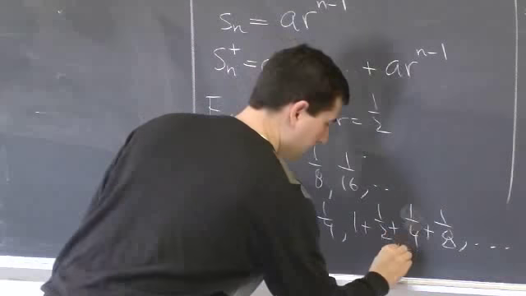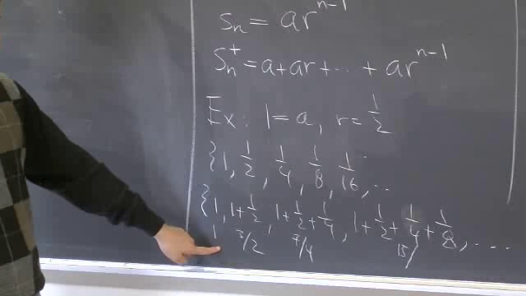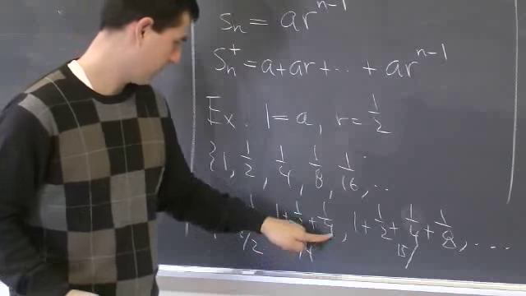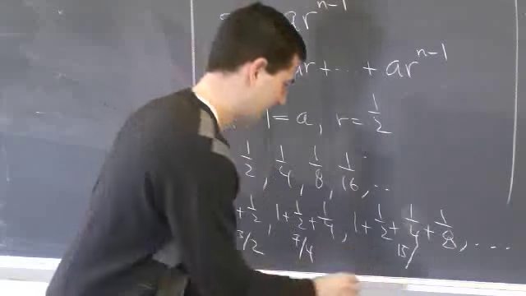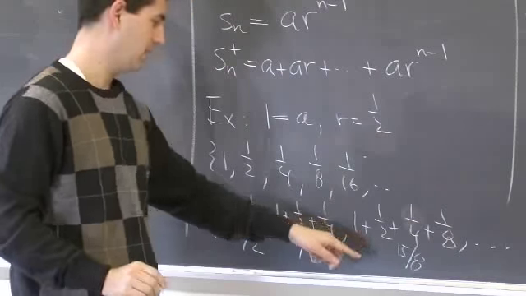Not 15 fifths, but 15. Notice the denominator and the last term: 2, 4, 8. You can put all these over 8. That's why it works that way.